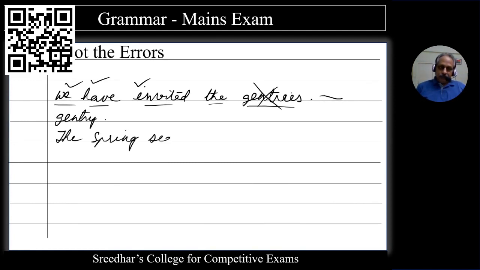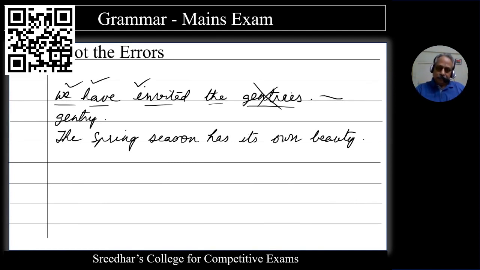The spring season has its own beauty. Even in this sentence, you don't see the time phrase. The spring season has its own beauty. Then how do you spot the error? You got to become alert. You got to read the sentence very carefully.